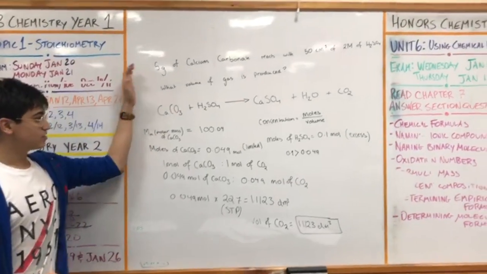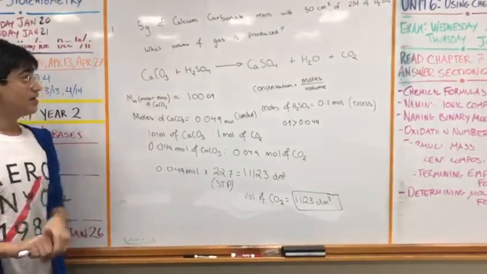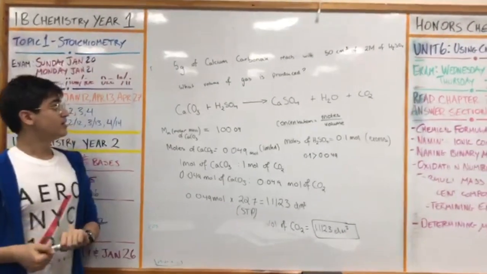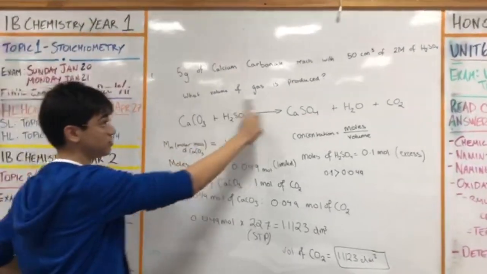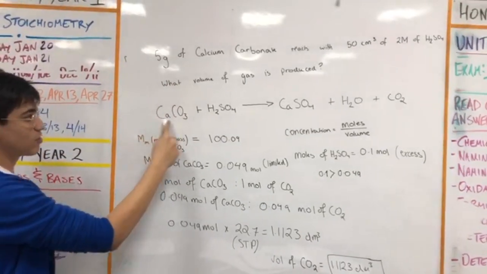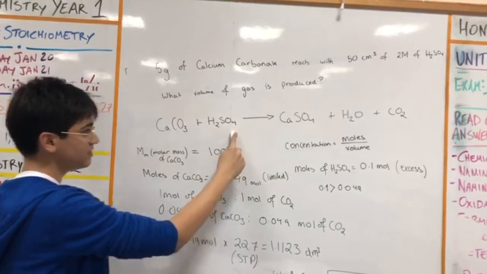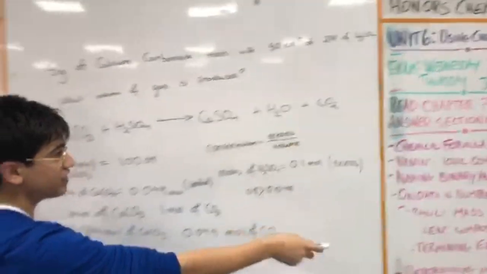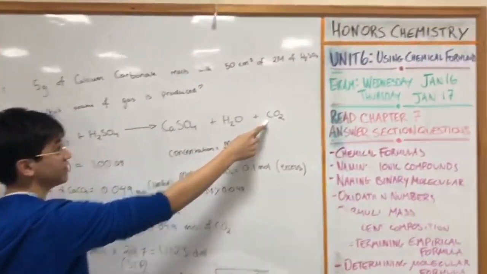So now this is the solution to this problem. It might look really confusing and complex, but let me walk you through it. The first thing you need to work out is what gas is produced. So let's write out the equation. Calcium carbonate plus sulfuric acid gives you calcium sulfate, water, and carbon dioxide. So the only gas you have is carbon dioxide.